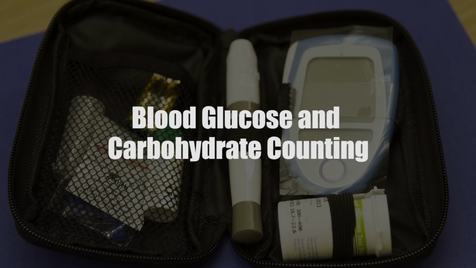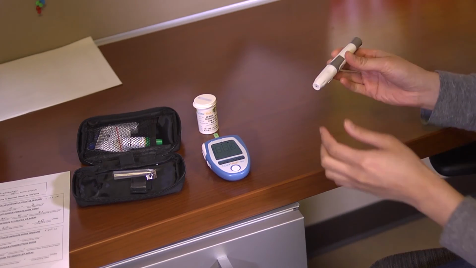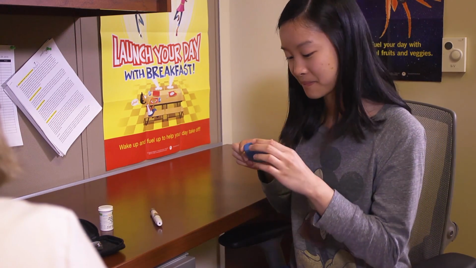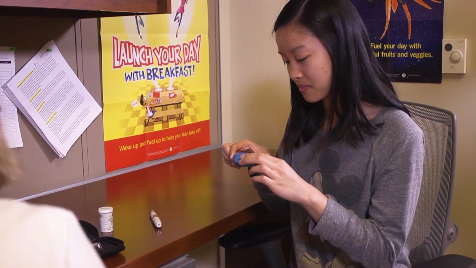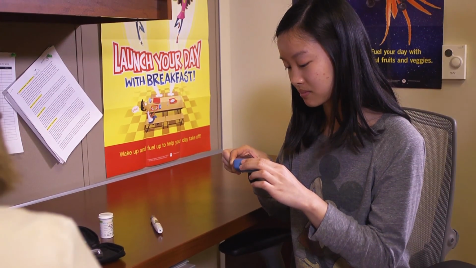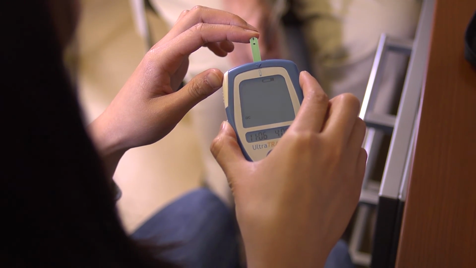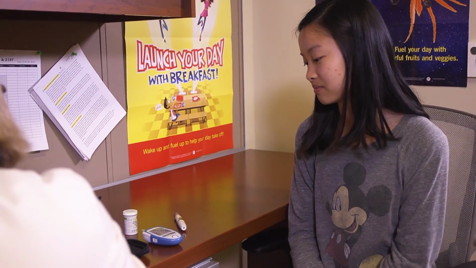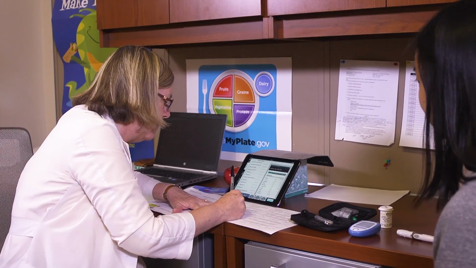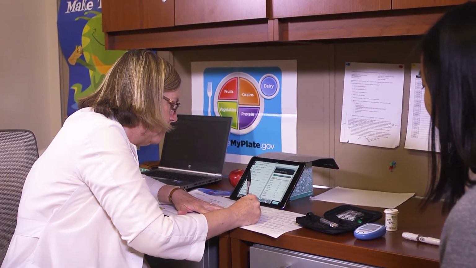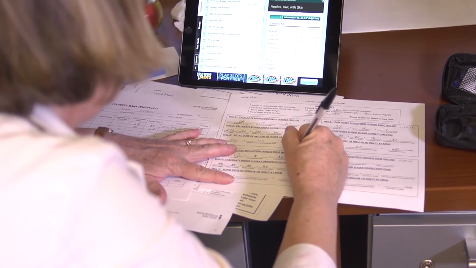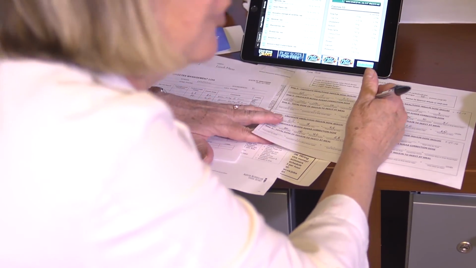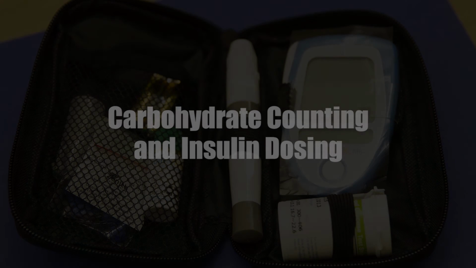Blood glucose and carbohydrate counting. In most cases, the student with diabetes will need to test his or her blood glucose level before eating. Make sure to document the student's blood glucose level and place the result on any insulin dosing worksheet and/or log. Review the student's diabetes management plan to determine how to calculate any blood sugar correction dose.